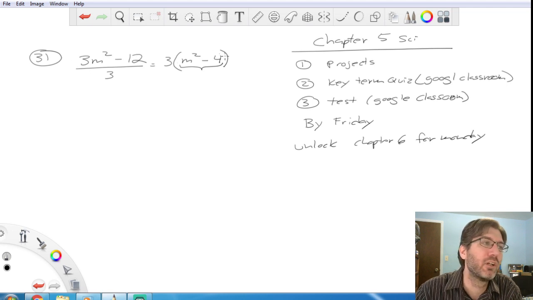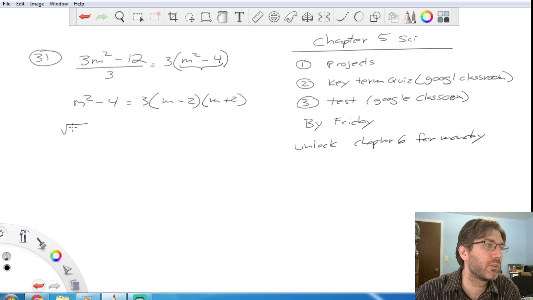So over here, we're going to factor the m squared minus 4, which is going to turn into m minus 4, m plus 4. Oh, I'm sorry, not 4. We need to take the square root of that. M minus 2 and m plus 2, and then that's all going to be multiplied by 3. So again, the square root of 4 gives you plus or minus 2.